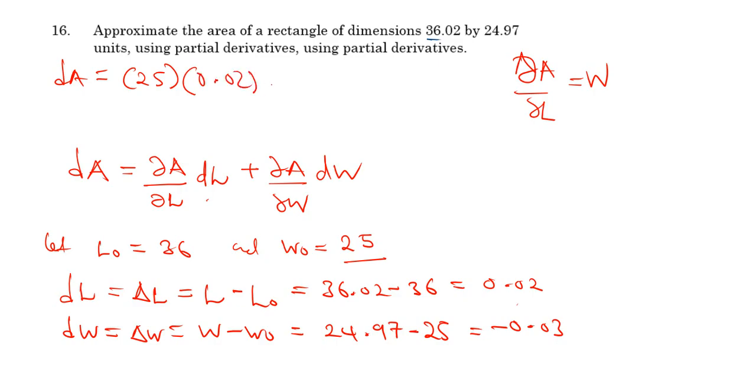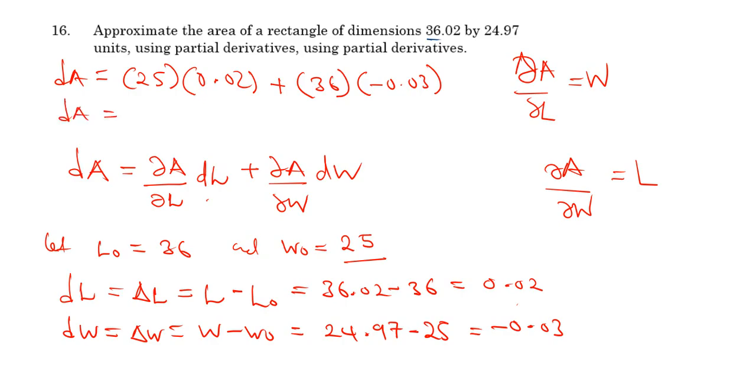Then I add the partial of A with respect to W, which was just giving us L, the length. The length we are using here is the base value, which is just 36. So I put this here to be 36. Then I multiply by the change in the width, which is just negative 0.03, to find the change in my area first of all.